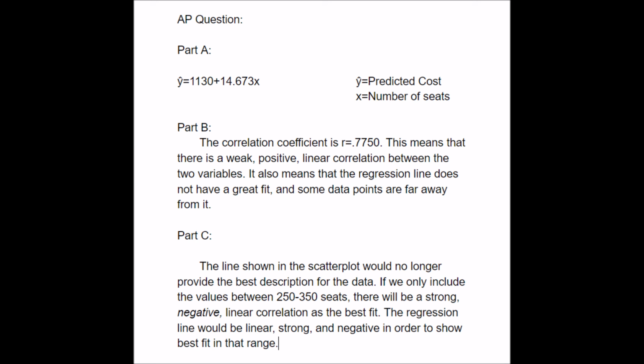That's how the regression line would look as it's going down through the data, so that it could hit as many of the data points as possible and have a strong correlation in that range.